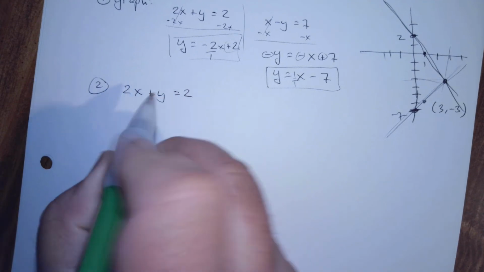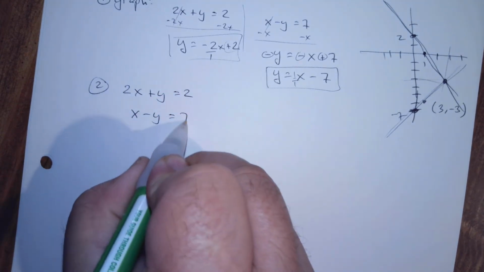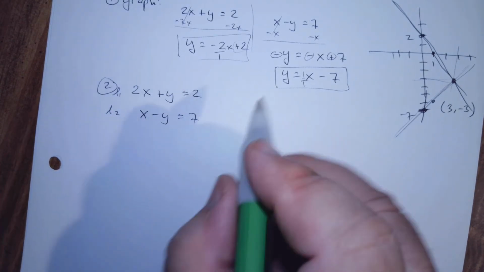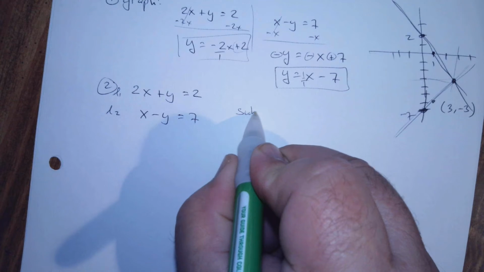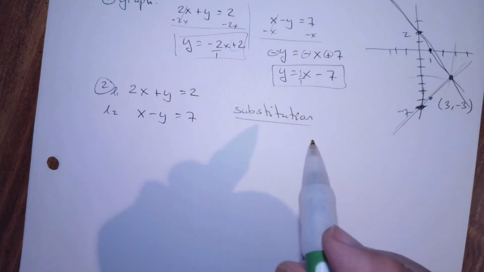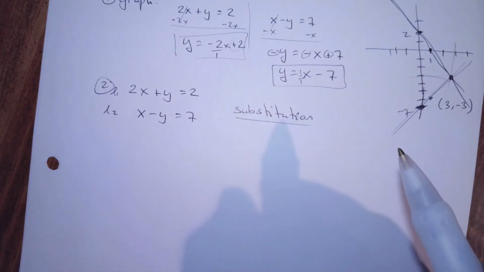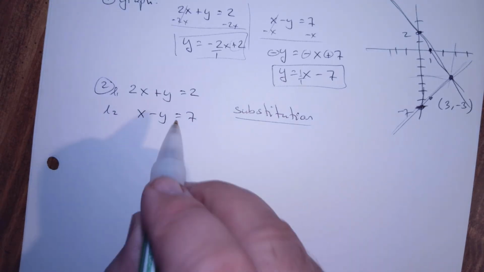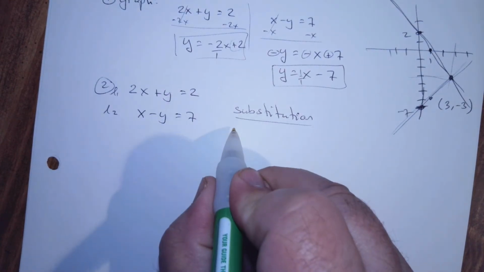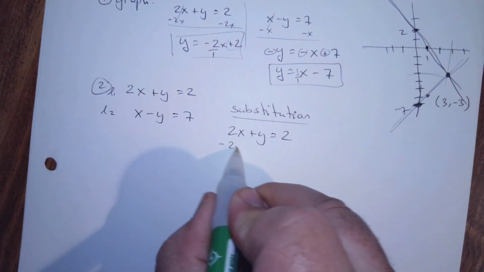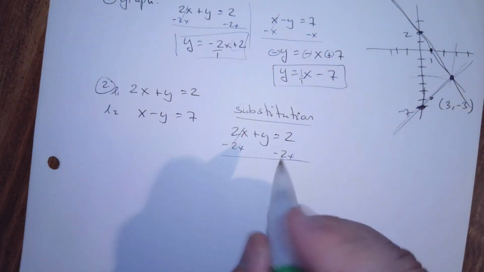2x plus y equals 2. x minus y equals 7. Let's do the substitution method. Remember the substitution method: we have to solve for a variable. So in the first one, we pick the first one because we're going to solve for y and it's very positive. So I subtract 2x from both sides.